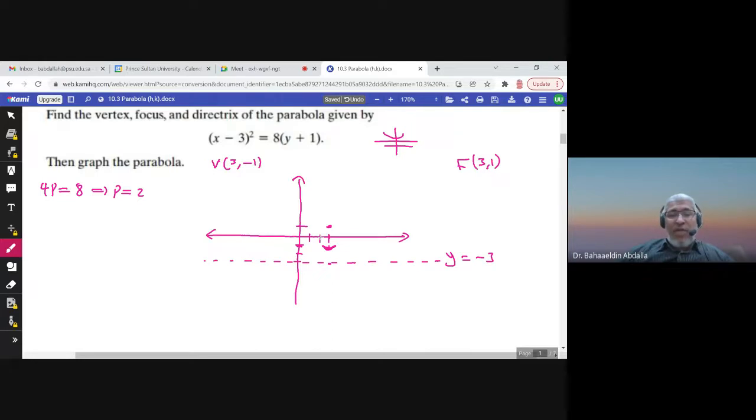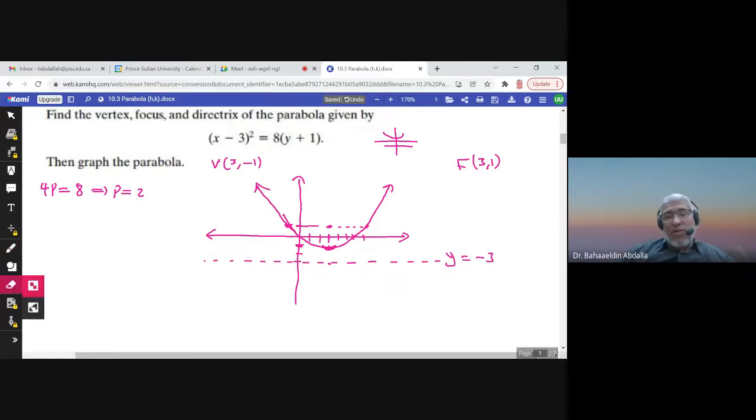Well, we need the latus rectum. The absolute value of 4p is 8. 8 over 2 is 4. So I go 4 units to the right, and 1, 2, 3, 4 units to the left. This is the latus rectum, and I can sketch the graph of the parabola.